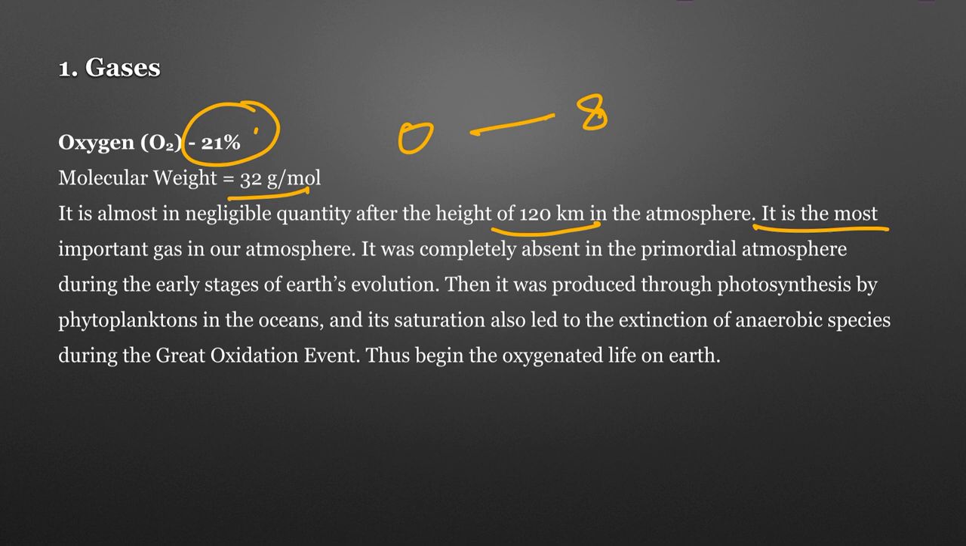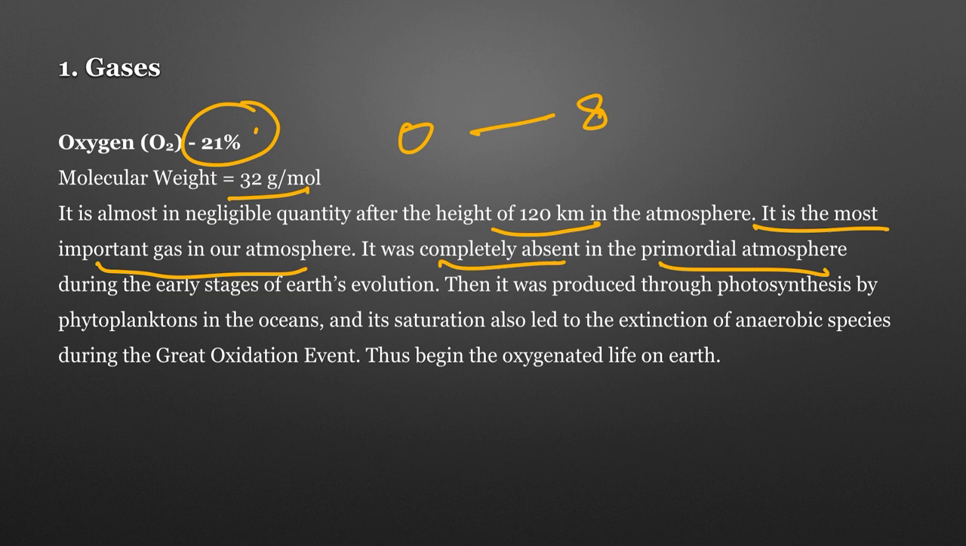It is the most important gas in our atmosphere. You see, the primordial atmosphere is the atmosphere during the early stages of Earth. Oxygen was completely absent. There was no oxygen on Earth. Then how did it come into the atmosphere?